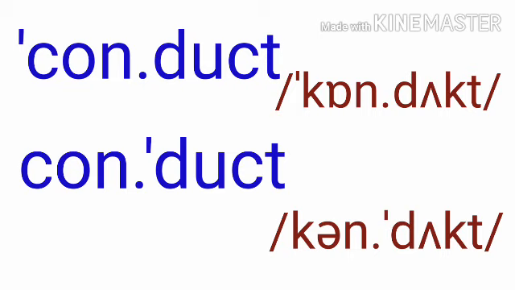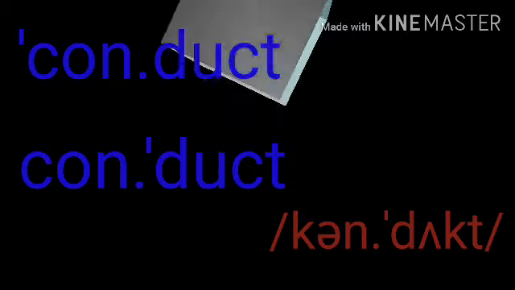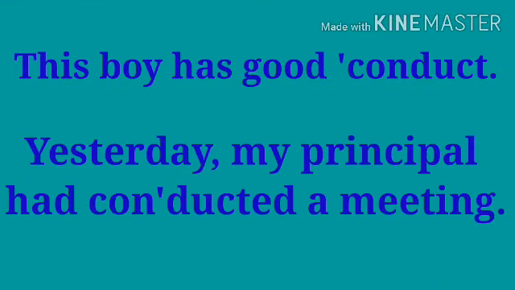So the first one is a noun when the emphasis is more on the beginning. The second one is a verb since the emphasis is given on the second syllable. Let us see one example of these two. This boy has good conduct. Good conduct. So it's behavior.